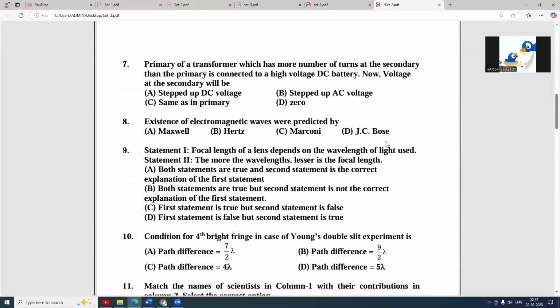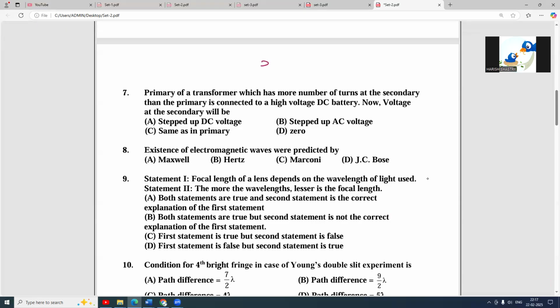Okay. A transformer has more turns in the secondary than in the primary. So the primary has fewer turns, the secondary has more turns. The primary is connected to a DC battery. When the primary is connected to a DC battery, it will produce a fixed magnetic field. The magnetic field doesn't change with time. That is also linked to the secondary. So there is no change in magnetic flux.